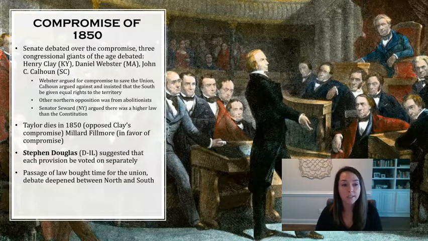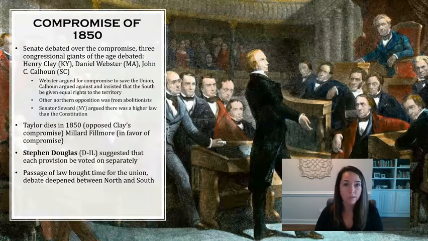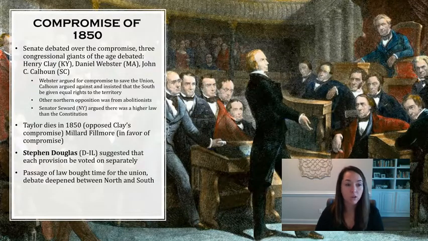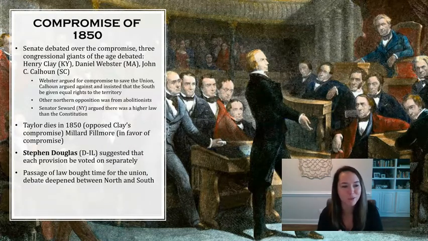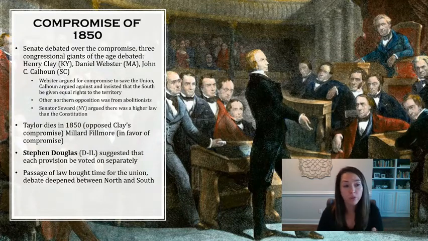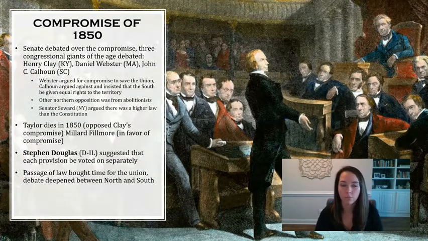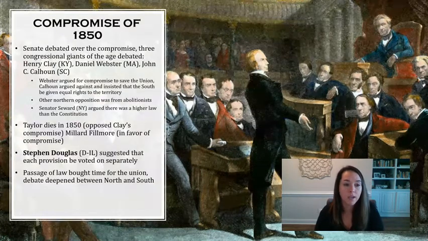Calhoun is going to argue against it, saying that in the West, you kind of have the constitutional argument that you can't deny men their right to own property, and that equals equal rights, which is just crazy to me that one of his arguments was equal rights. Senator Seward, who is an abolitionist, actually said that, constitutionally speaking, there is a higher law. So he talked about more of the moral issue of allowing slavery to expand into the West.